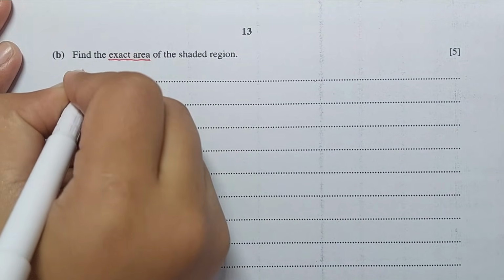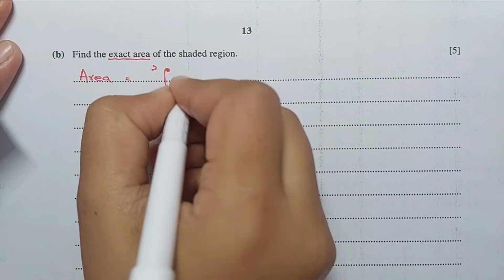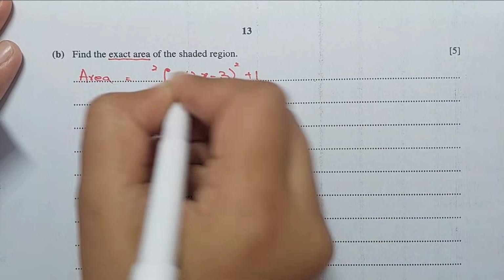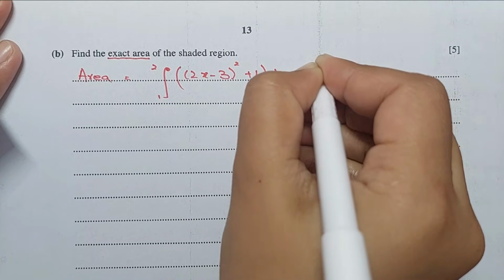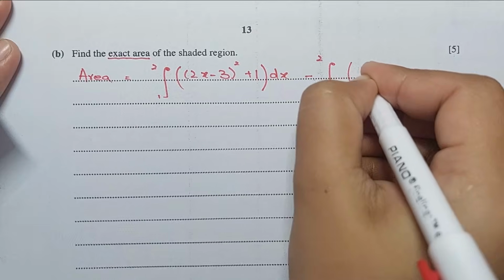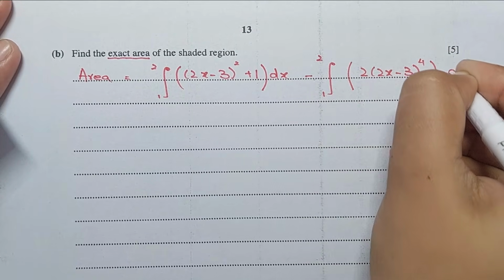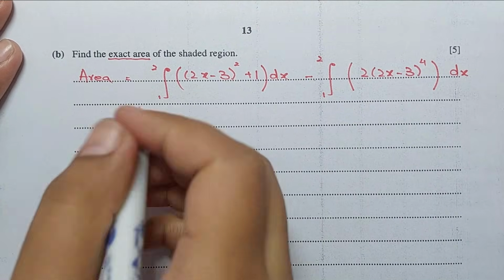So you can say the exact shaded area is the integration from 1 to 2 of the top curve, which is (2x minus 3) squared plus 1 with respect to dx, subtract the integration from 1 to 2 of the curve 2 times (2x minus 3) to the power 4 with respect to dx. Let me simplify this.